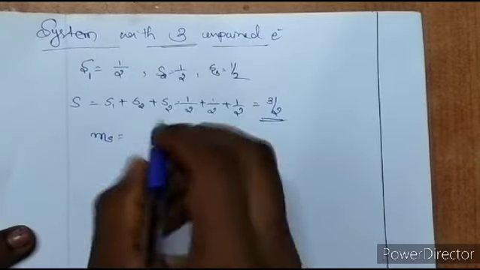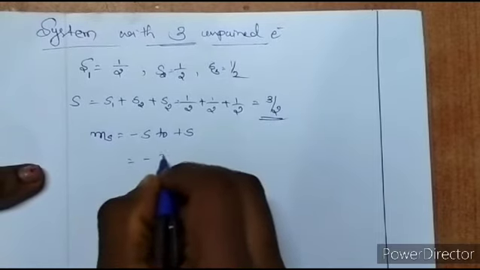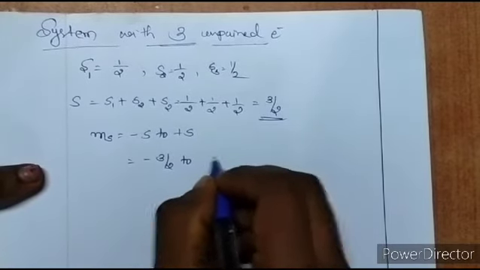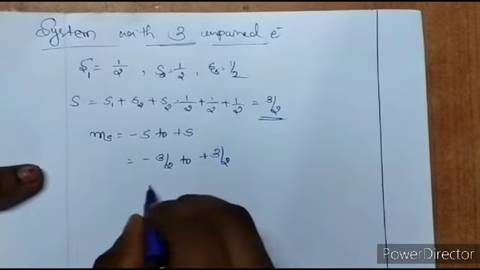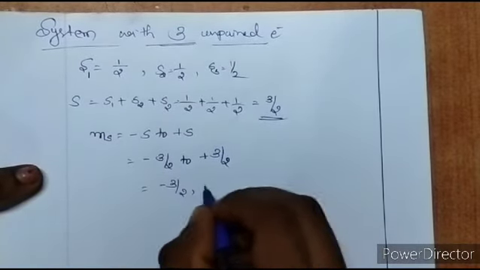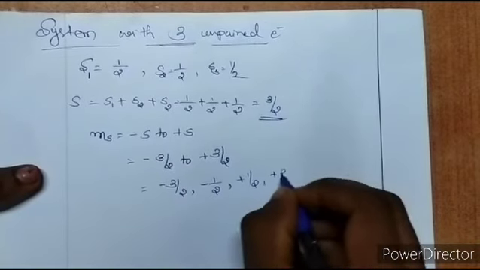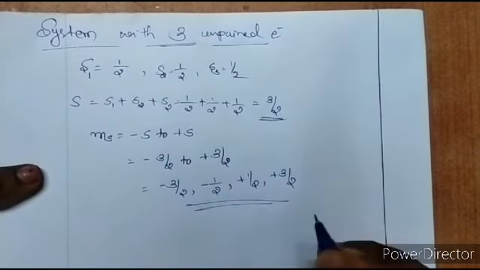The ms value, we know, is from minus S to plus S. So we get minus 3 by 2 to plus 3 by 2. So what will be the values in between these two? We have minus 3 by 2, minus 1 by 2, plus 1 by 2, and plus 3 by 2. Okay, there are 4 values.